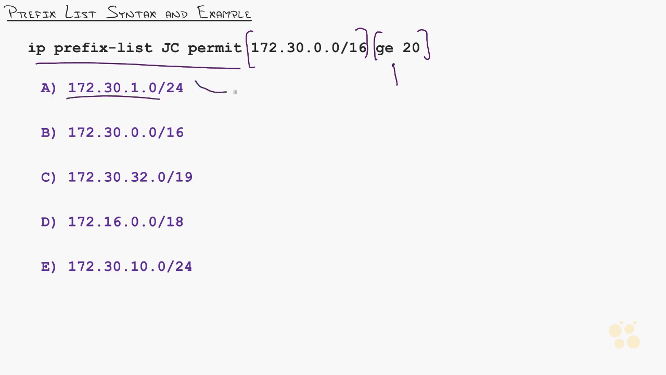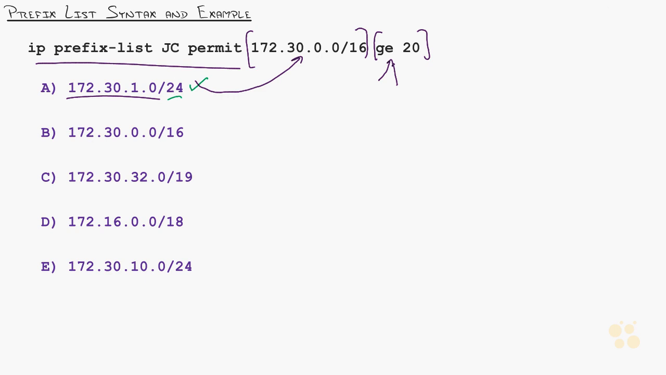172.30.10.0/24. Does it match? Okay, check number one, 172.30. Yes, it's a derivative of that. Check number two, is the subnet mask greater than or equal to 20? Yes. Bing. It is. I don't know why I got this Bing thing. It's not a search engine, it's a word. So /24, it does match that. It is greater than or equal to 20.